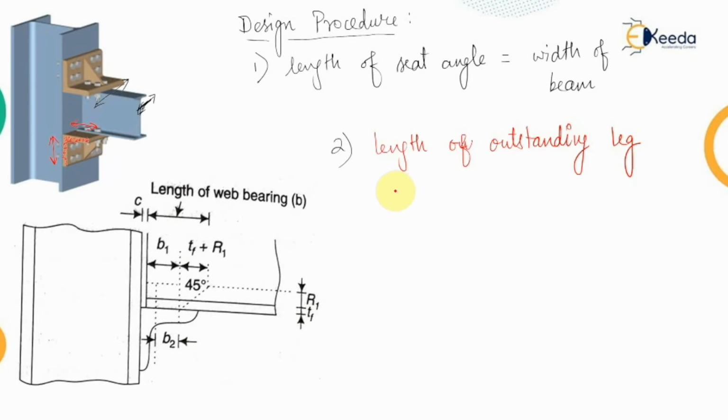Now the length of the outstanding leg, as we have discussed, is dependent upon the web crippling of the beam. For this, the seat leg length that we will be calculating from the diagram will be extended up to a certain value. That means this B value, that is the outstanding leg, is the length of web bearing. So that is denoted by B.